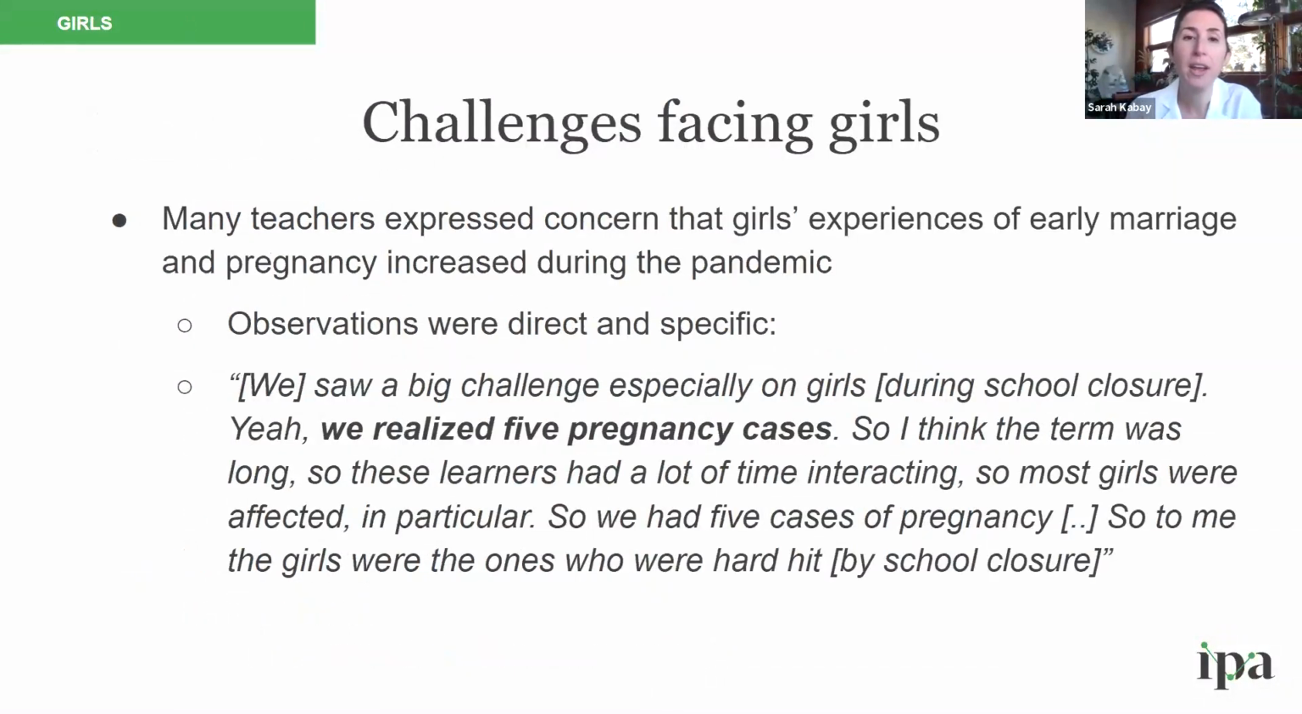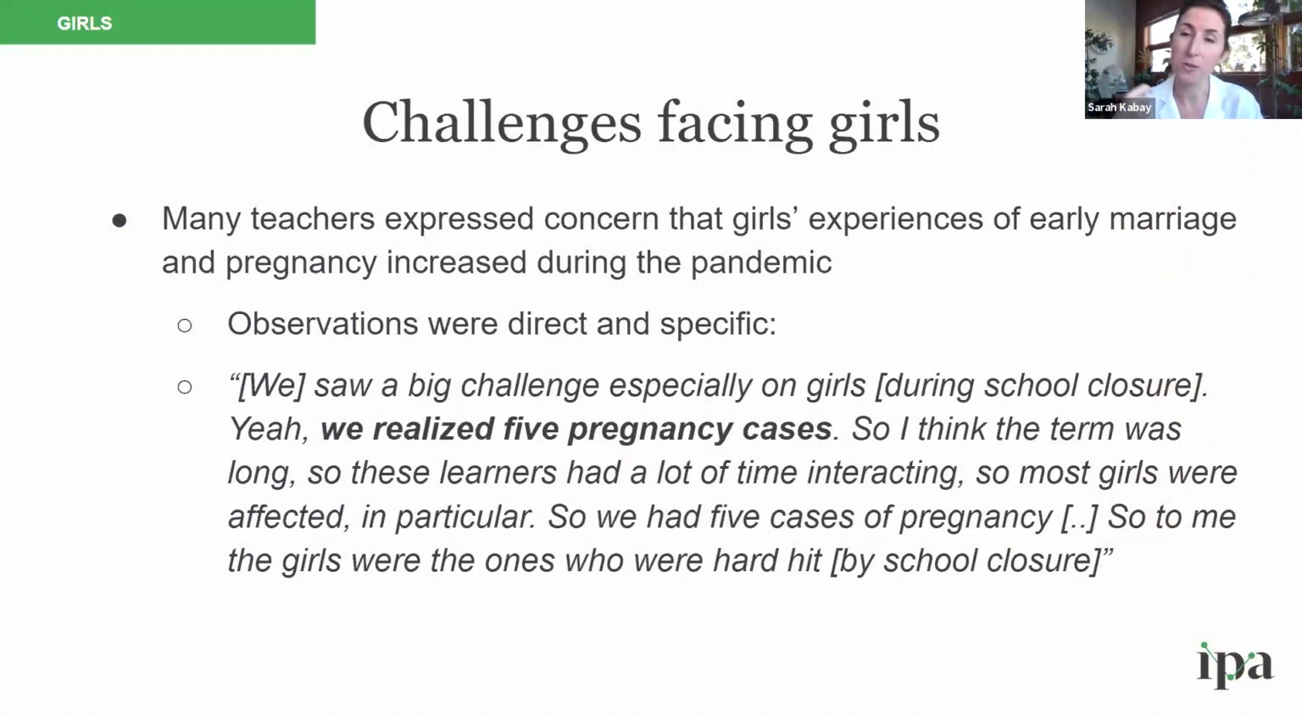So to quickly start out, on the enduring challenges facing girls, many of the teachers in our sample expressed concern that rates of early pregnancy and marriage were increasing during the pandemic. And it's a really important note that these observations were direct and specific. As you can see here, all of the quotes that we'll be sharing today are in italics, so that's how you can recognize that these are quotes directly from the teachers in our interviews. And they're talking about specific cases, right?